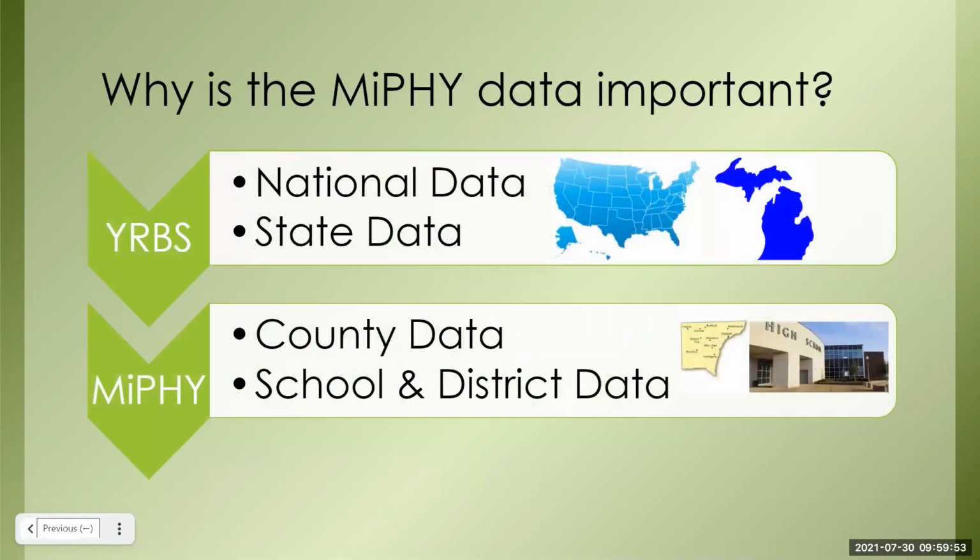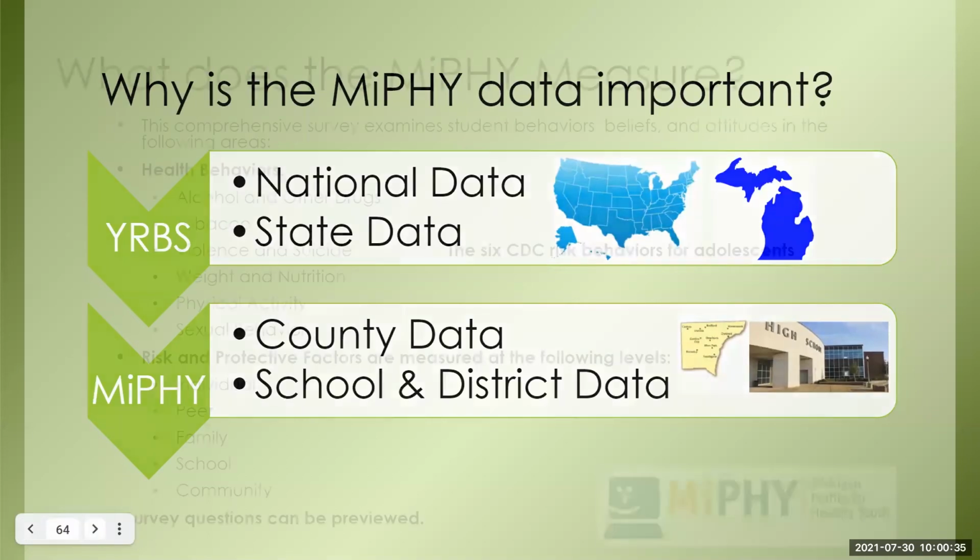The nice thing too about the MIPHY, and what's important to remember, is that we do the YRBS, the Youth Risk Behavior Surveillance System, also. That gives us national and state data. The MIPHY gives county data, which I'm able to see and other people are able to see, but it also gives you specific school and district data. So this is actually telling you what your kids in your district are doing. The nice thing about the MIPHY also is that once you close out the survey, the data is available in less than a week.